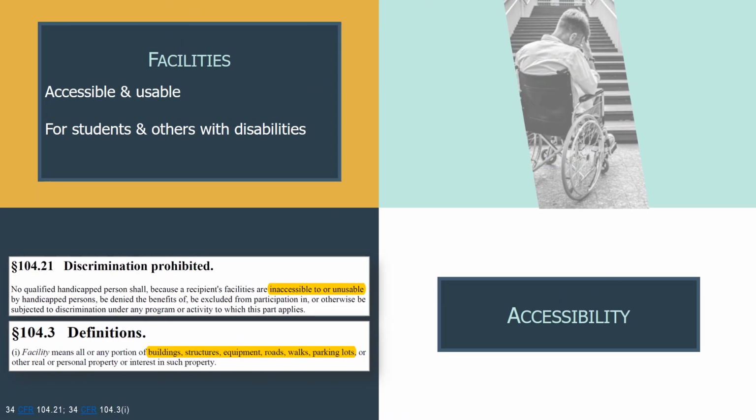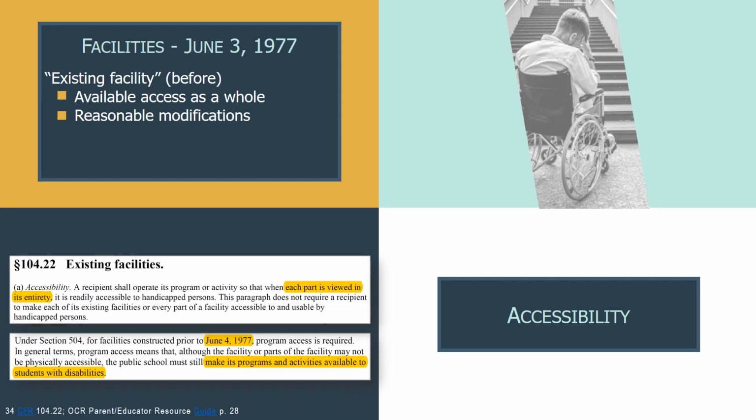Section 504 requires that facilities and buildings, roads, parking lots, equipment, classrooms, offices, restrooms, cafeterias, auditoriums, playgrounds, sidewalks, and doorways be accessible to and usable by qualified individuals with disabilities. The steps that a school district or charter school must take depend on the date of the building's construction or last modification. Section 504 defines an existing facility as a facility constructed before June 3, 1977.